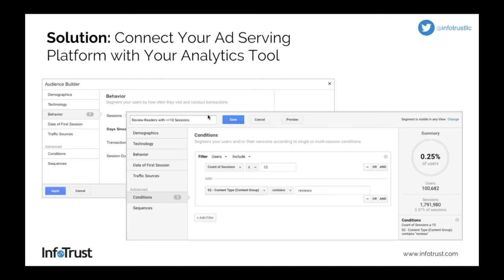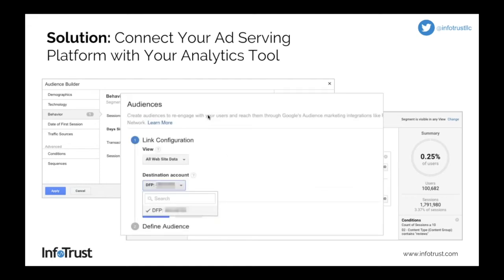So we can kind of layer in the user data that we know that's in GA along with the actual engagement that's happening on the site and send it over to our advertisers to hopefully pay a pretty penny for these more advanced audiences that we're able to deliver.